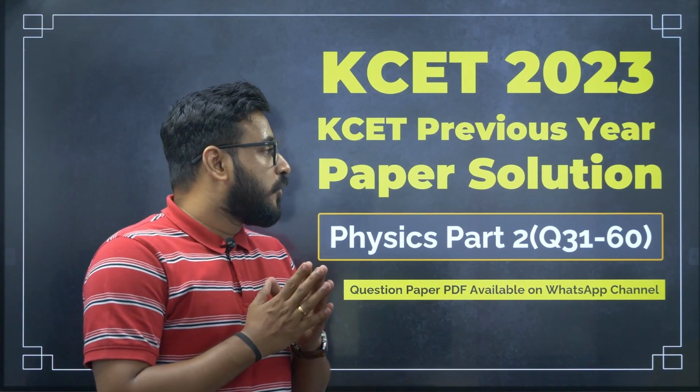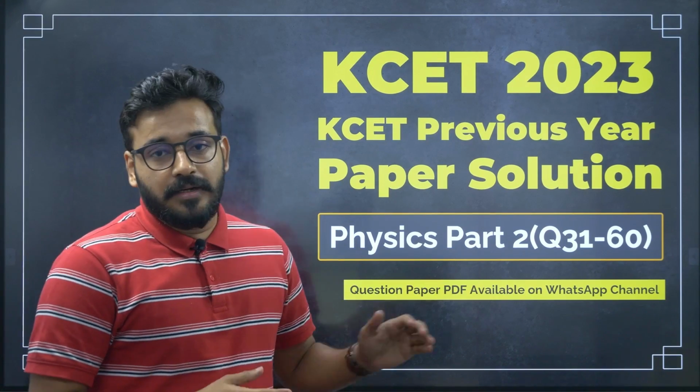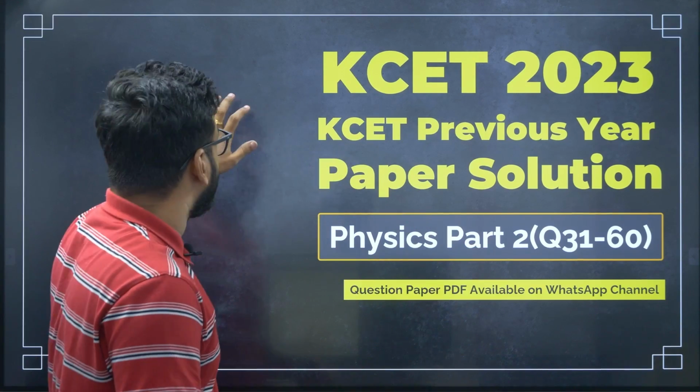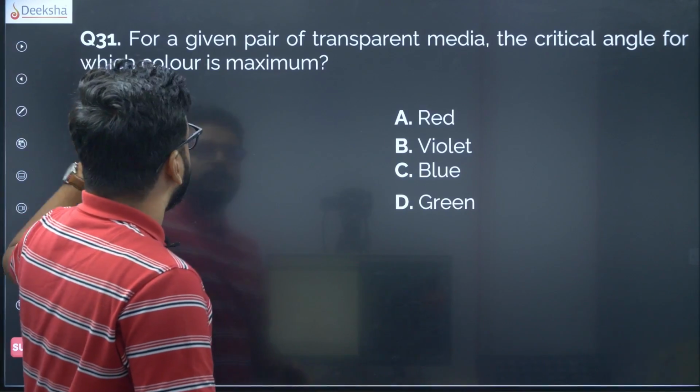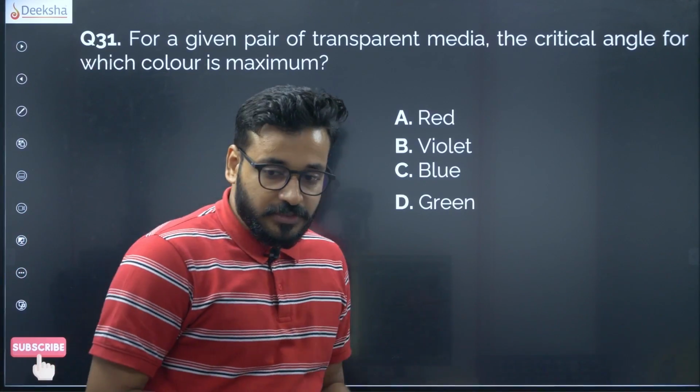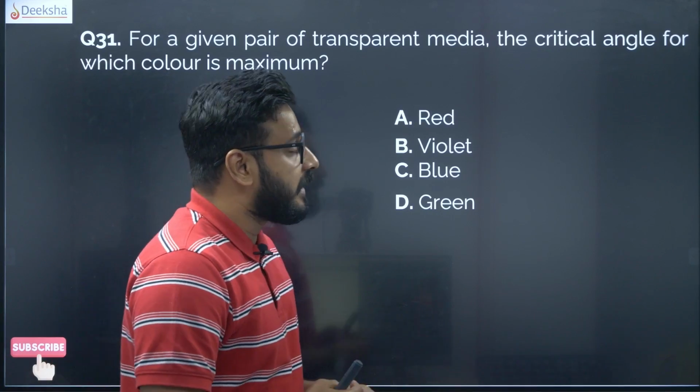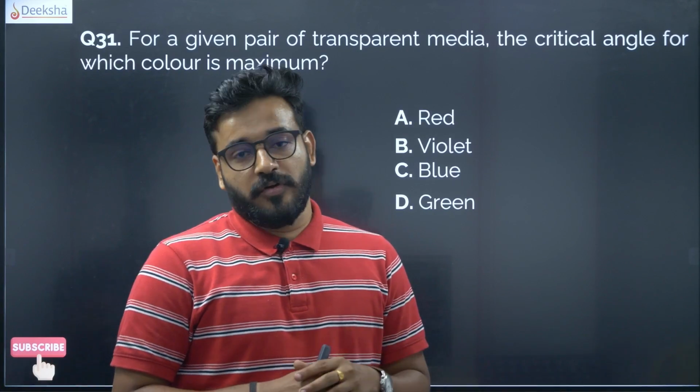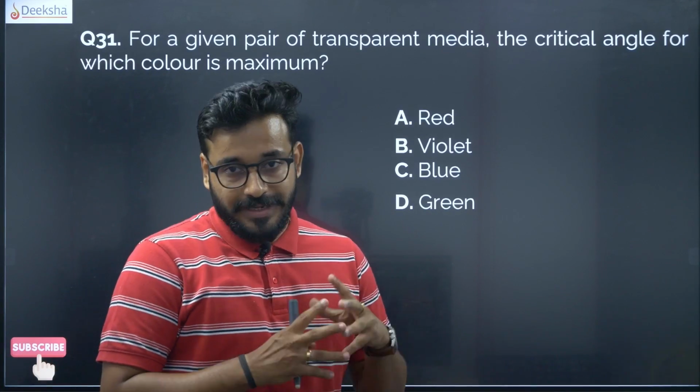All right. So now let us enter the question paper analysis and discussion of the previous year, that is 2023. Starting from the 31st question: for a given pair of transparent media, the critical angle is maximum for which color? Which color has the maximum critical angle?